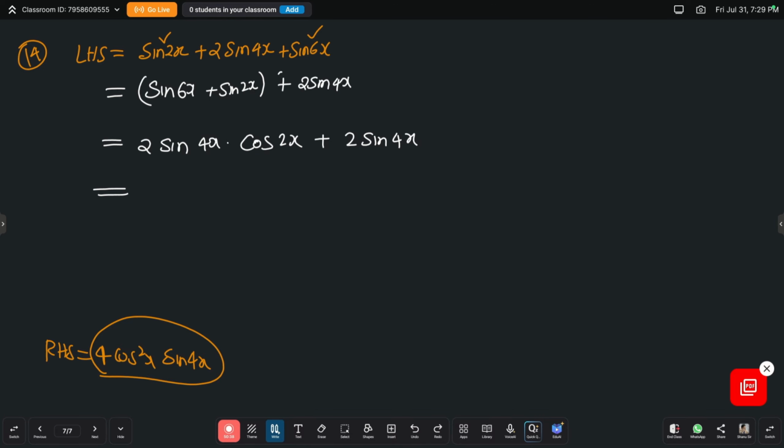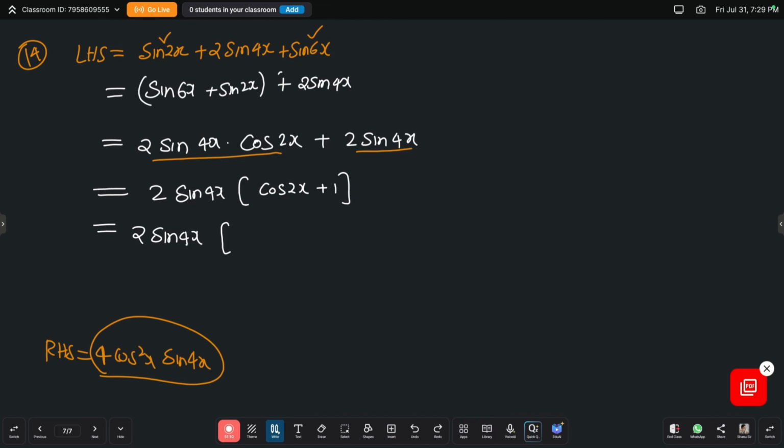What next? Still we didn't get it. Now see, there are two terms. This is the first term and this is the second term, and you can take common now. What is common? 2 is common, sine 4x is also common. Then remaining is cos 2x plus 1. So 2 sine 4x into (cos 2x plus 1). Do we want this extra plus? That extra plus is coming.